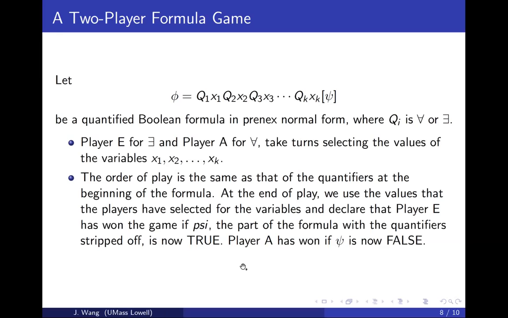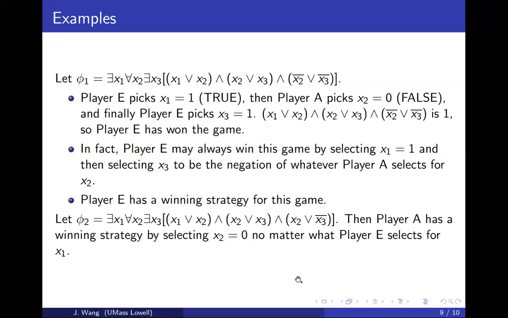And this is a PSPACE complete problem. So here's an example to see how this game is played. Let phi 1 be the following: there exists x1, for all x2, exists x3 such that this is true. That's what this means. Because it begins with an existential quantifier, player E plays first.